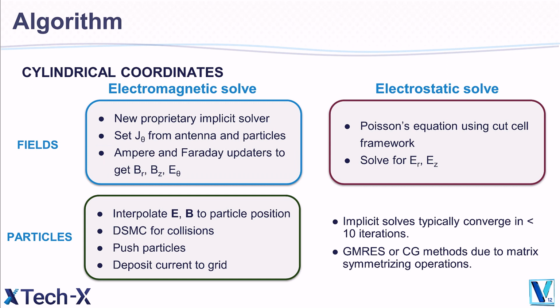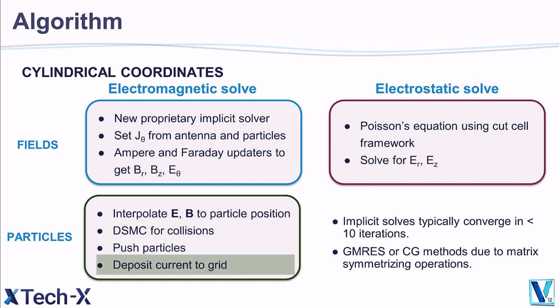In addition to this, for this example, we do an electrostatic solve. This is just Poisson's equation using our proprietary cut cell framework. This solve gives us the electric potential and the electric fields in the R and Z direction. Particles are then used to interpolate the fields to their position, do collisions using our DSMC framework. Particles are pushed and deposit their current to the grid.